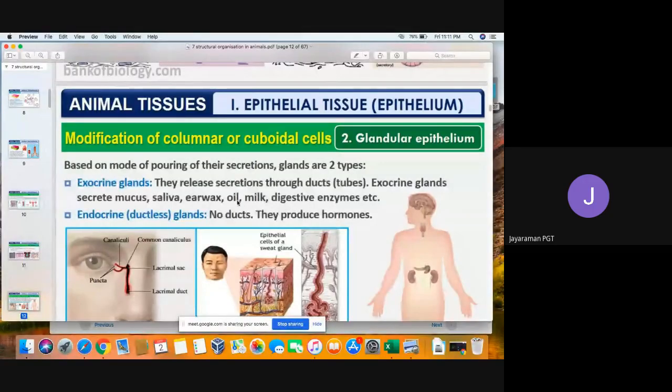Mammary glands secrete milk and have a duct, and oil glands, the sebaceous glands, have a sebaceous duct. Ceruminous glands secrete earwax. Cerumen means earwax. Salivary glands have salivary ducts, and mucus glands and sweat glands all have ducts. These glands are known as exocrine glands, glands with a duct, so the secretions are carried by the duct. Endocrines also secrete hormones, but the secretions are carried by blood, not by a duct.